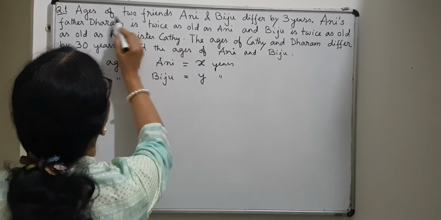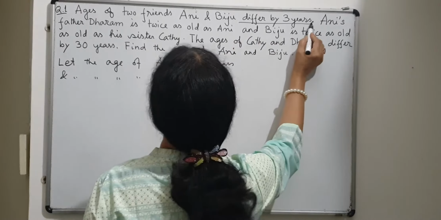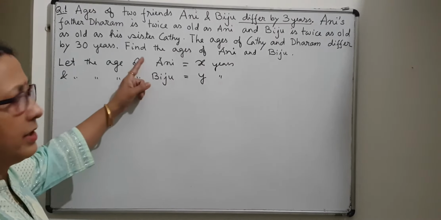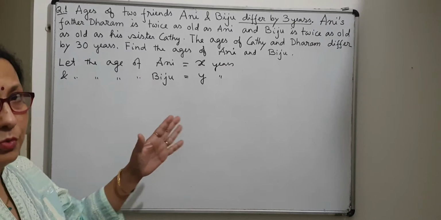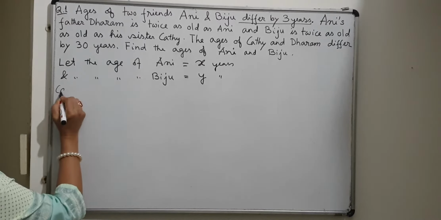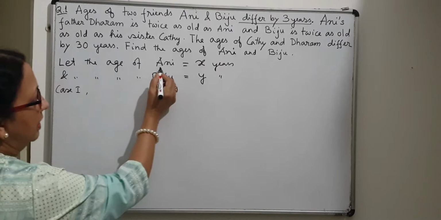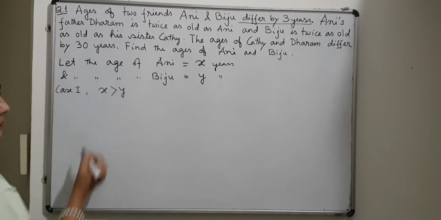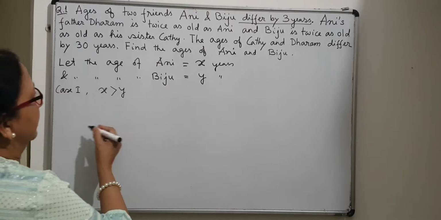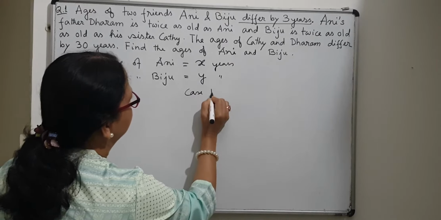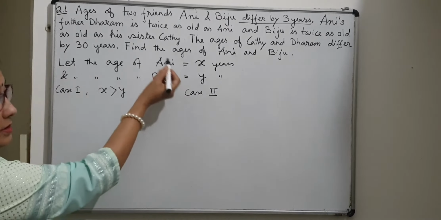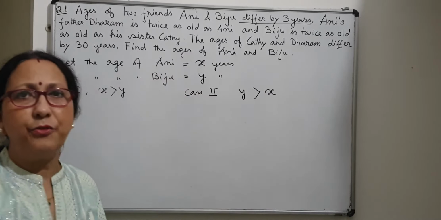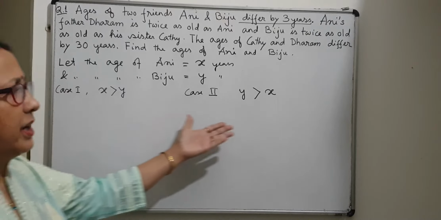you see the two friends differ by 3 years. The ages of two friends differ by 3 years. Now since they are friends, we don't know who is older. So there will be two cases. In case 1, I take Ani to be older than Biju, that is x is greater than y. And case 2, when Biju is older than Ani, so y is greater than x. Since they are friends, these will be the two cases.